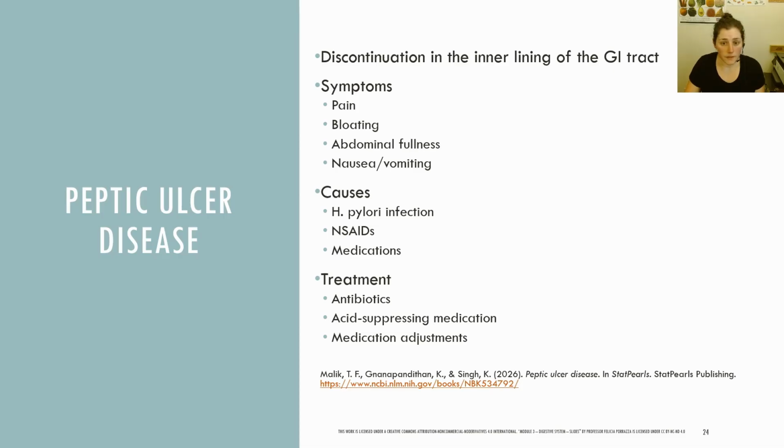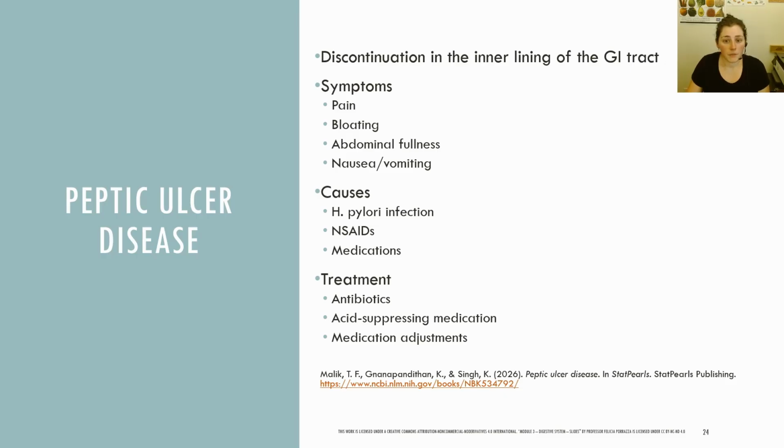Peptic ulcer disease, PUD, is characterized by discontinuation in the inner lining of the GI tract because of gastric acid secretion or pepsin. It usually occurs in the stomach and proximal duodenum. It may involve the lower esophagus, distal duodenum, or jejunum. When the mucous coating of the GI tract is damaged, this can lead to the tissue exposed to pepsin and HCl, which further erodes the tissue. It can lead to pain and bleeding.